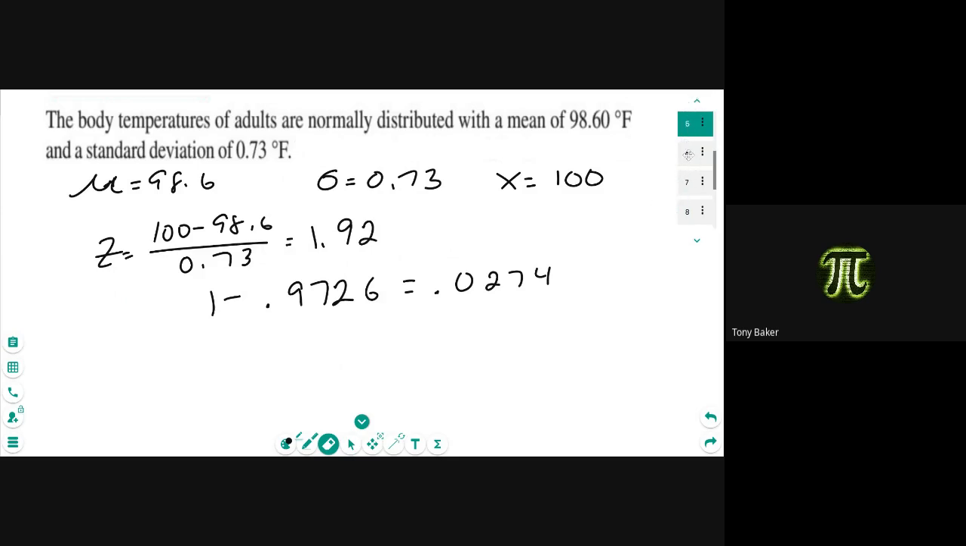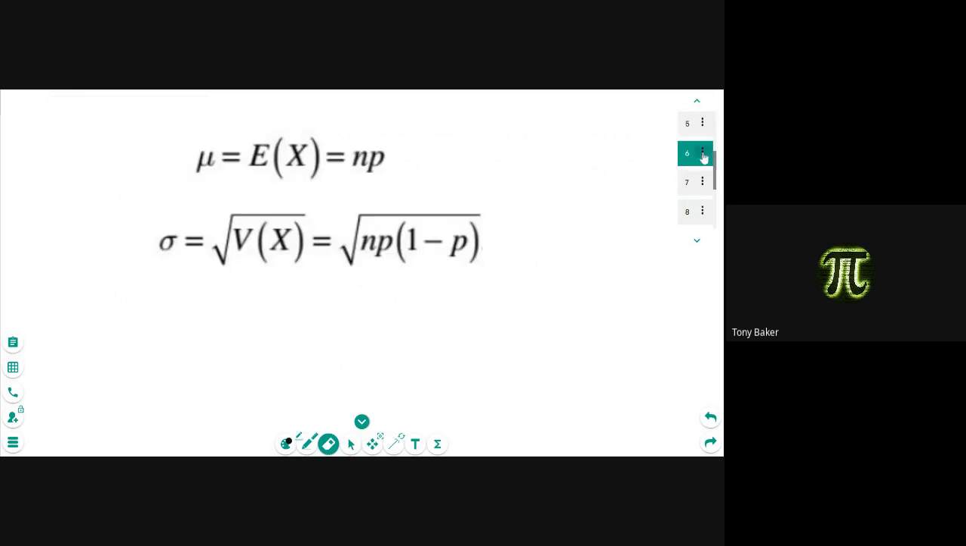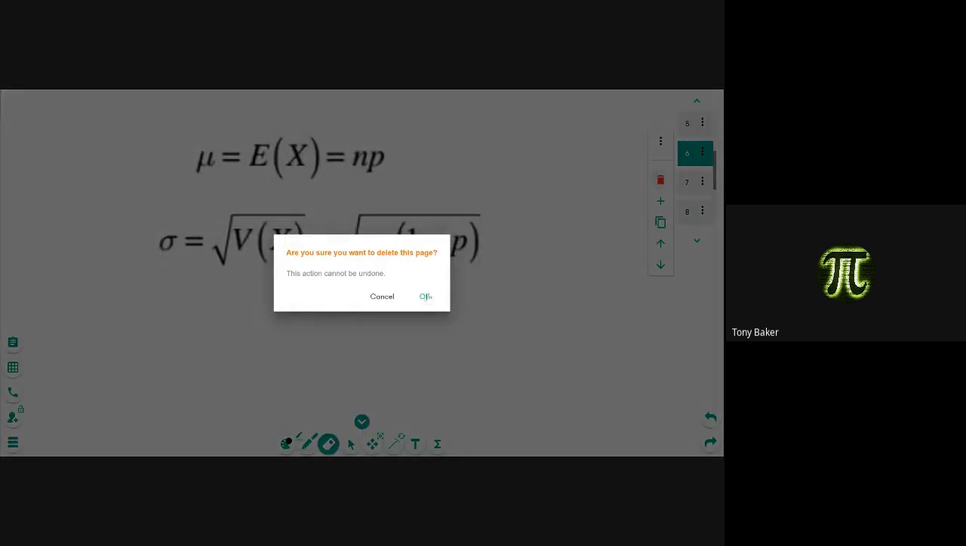All right. The last thing we're looking at is 7-4. Where's that? 1 minus the 0.9726 because I wanted greater than 100. Remember, the z-score is always going to give you the left. I want the right.